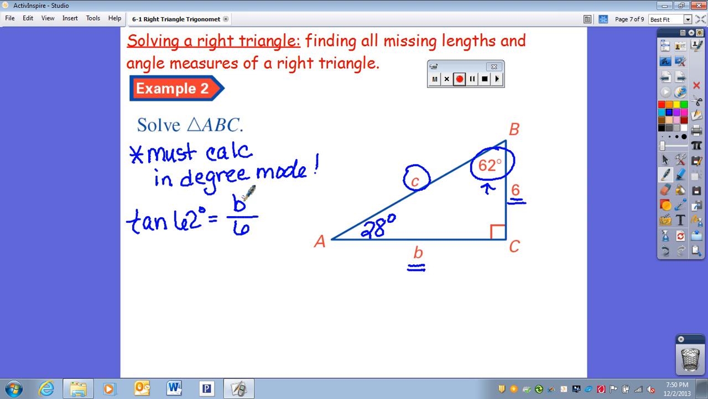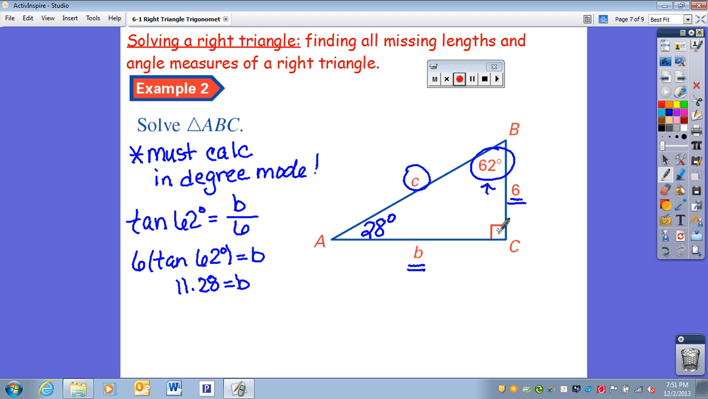So what we want to do is solve for B. So we are actually going to multiply both sides by 6. So we have 6 times the tangent of 62 degrees, and that's going to give us our measurement for B. And so now you just need to use your calculator. So if you take 6 and then times tangent and press 62 and then press equals, you should come up with a measurement for side B of 11.28, rounding to the nearest hundredths.